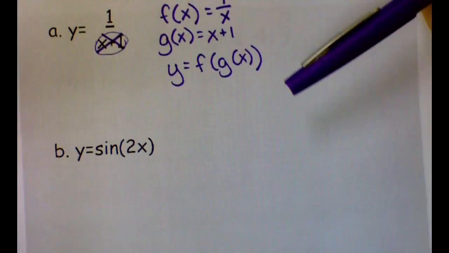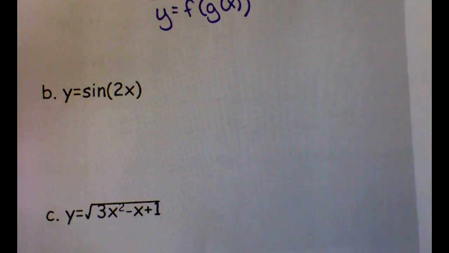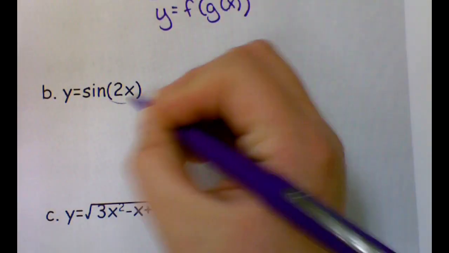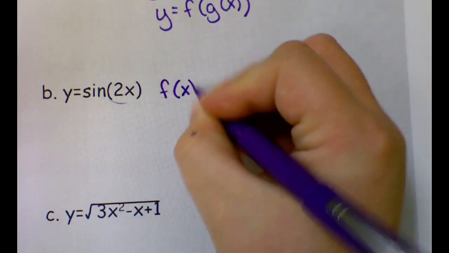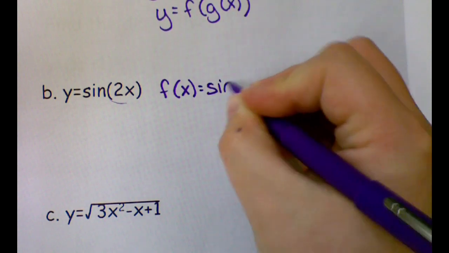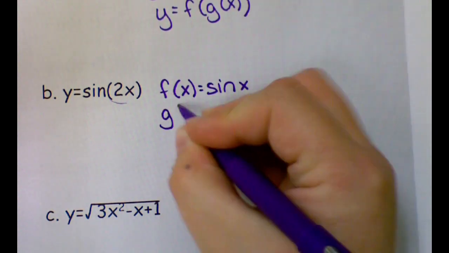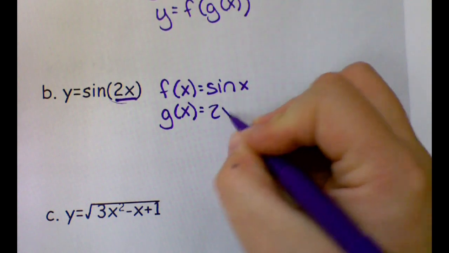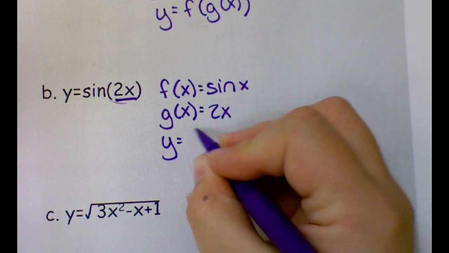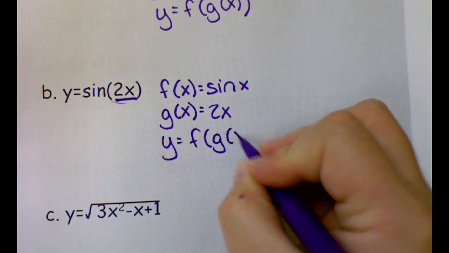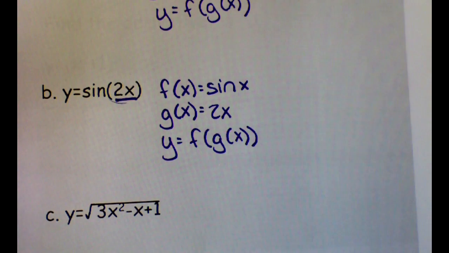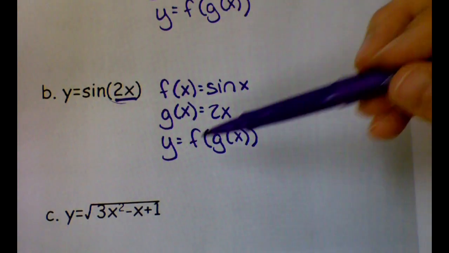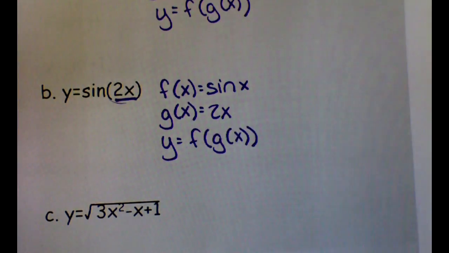For part B, sine of 2x, my outside function is the sine of something, so my outer function, f of x, is sine of x. My inner function, g of x, is what's inside, which is just 2x. So again, y equals f of g of x, the way I broke it down. You want to write this part down because you could have called those other things than f and g.